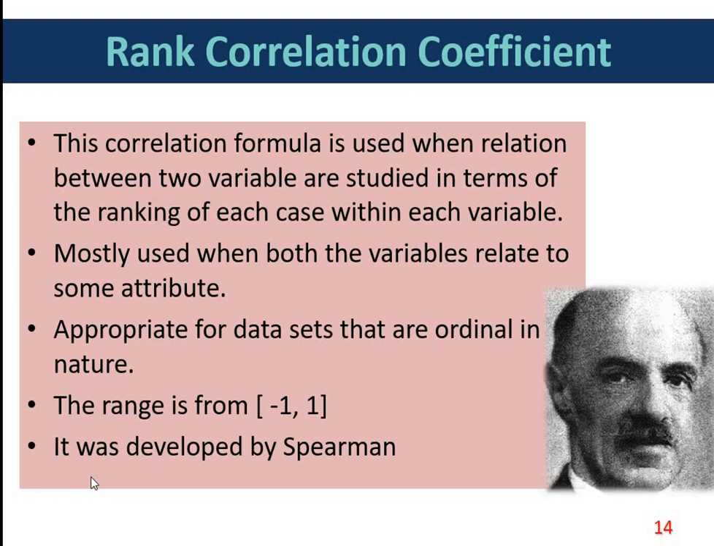Next, let us see another type of correlation, which is called rank correlation. It is measured by the rank correlation coefficient, and it was developed by Spearman. Like the Karl-Pearson correlation coefficient, this also lies between -1 and +1, and interpretation is done in the same way. But this is basically used to find the relationship between two variables which are in the form of attributes, not necessarily those things which are measurable.